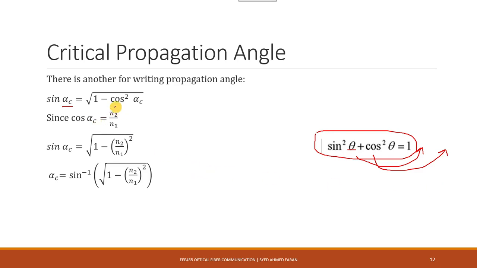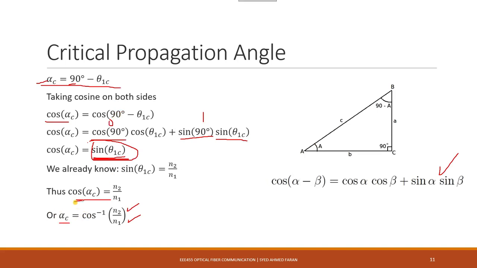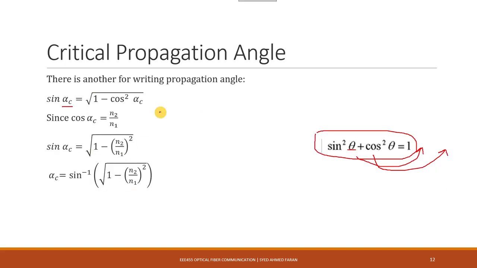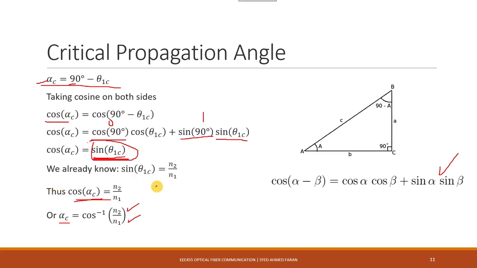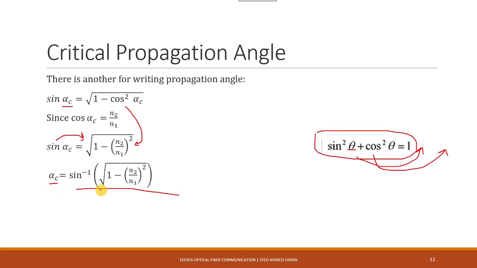Okay, and from the previous page, remember that cosine alpha c is equal to n2 over n1. So we just plug in this value, and this is the result that we get. To find the angle exactly, we just move sine over here. So to find the critical propagation angle, this is the formula that you will use. So this is the formula for critical incident angle, and this is the formula for critical propagation angle. Again, both of these formulas use only two variables, that is n2 and n1. That's it.